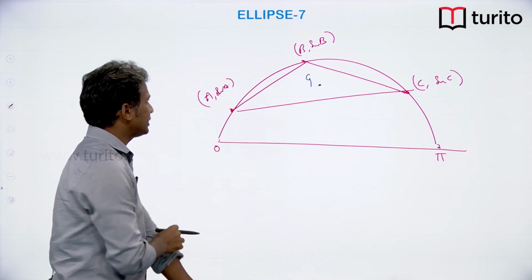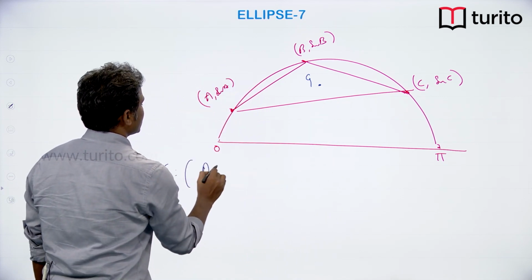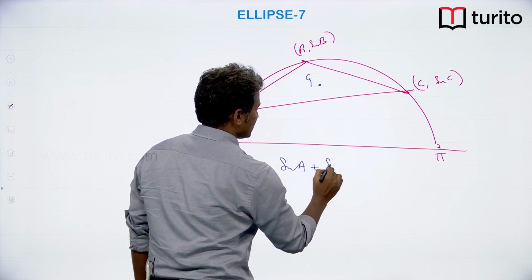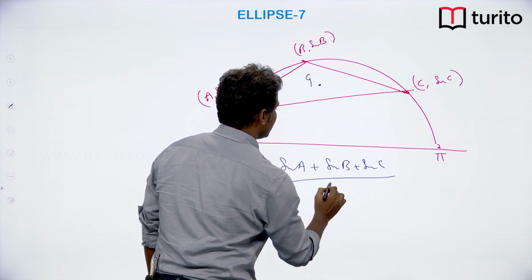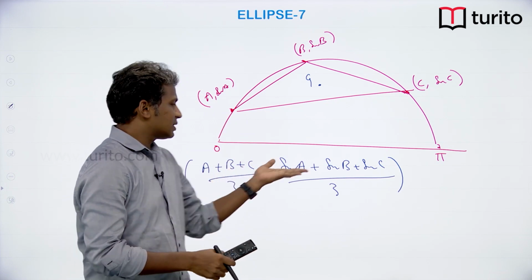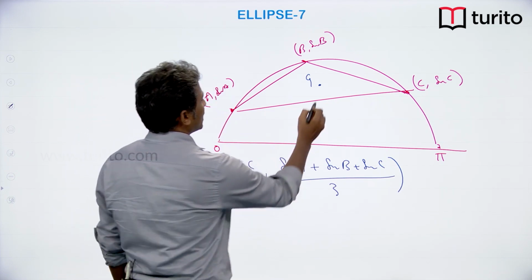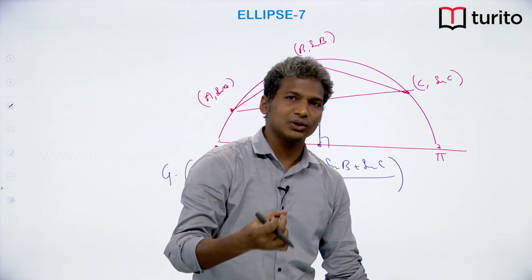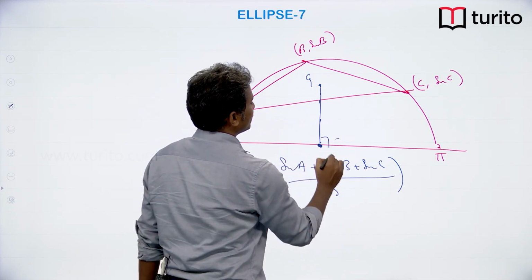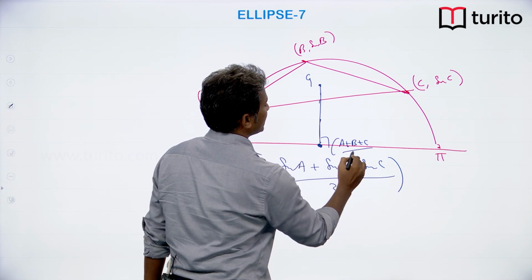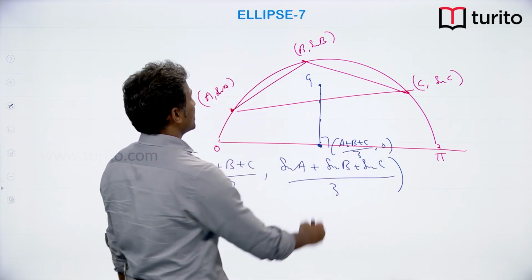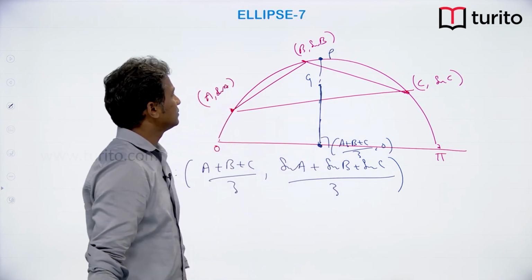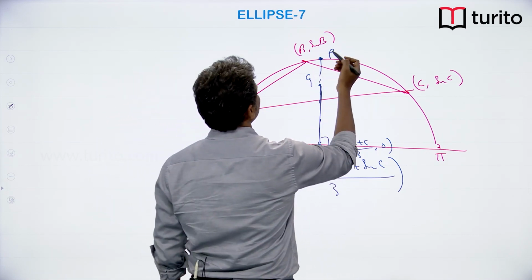Now, what are the coordinates of the centroid? Coordinates of the centroid go like this: ((A plus B plus C) by 3, (sin A plus sin B plus sin C) by 3). This is the simple formula for the centroid. Now, corresponding to this G, if I draw one ordinate, what is the meaning of ordinate? Perpendicular drawn to the x axis. Now, what is the x coordinate of this? (A plus B plus C) by 3, comma 0.